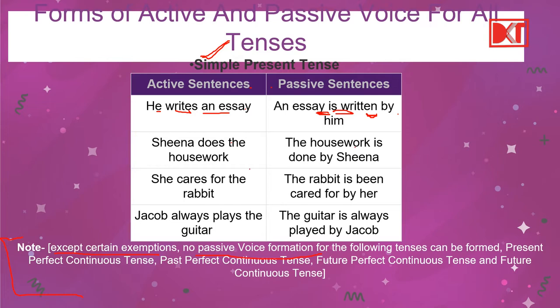She cares for the rabbit. Now the rabbit is being cared for by her. Jacob always plays the guitar. The guitar is always played by Jacob. Subject को हमने object बनाया, object को हमने subject बनाया. Auxiliary verb add हुआ. Then this is helping preposition like by, with whom, which is added, and past participle.